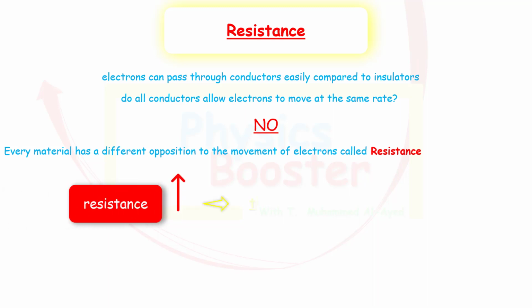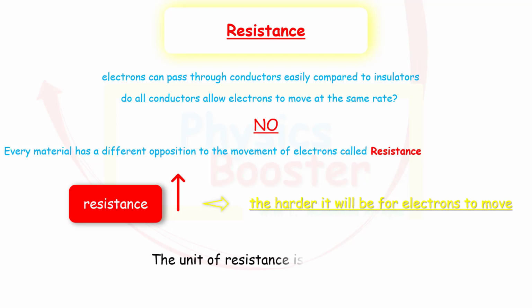And the higher the resistance, this means that it is harder for the electrons to move. So high resistance means that the electrons are not able to move easily. Low resistance, the electrons can move easily. The unit of resistance is measured by something called ohm. And we will be talking about Ohm's law in a few minutes.